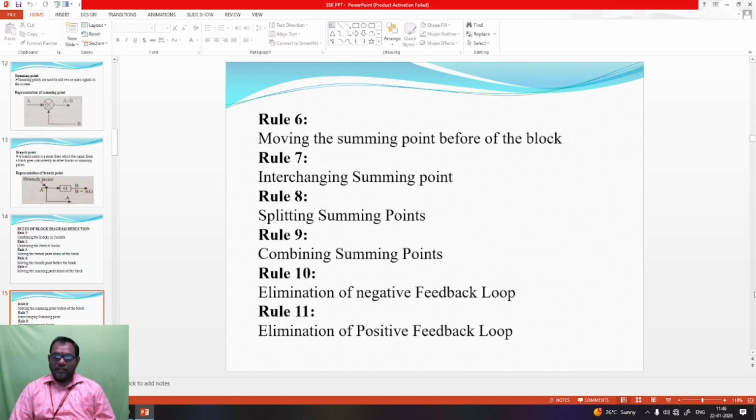Rule number 10 is elimination of the negative feedback loop. We eliminate the feedback loop using some standard equations to reduce the negative feedback loop. Similarly, rule number 11 is elimination of the positive feedback loop. So both positive and negative feedback are eliminated with rules 10 and 11. These are the different rules used for the block diagram reduction method in control system. It is one of the important topics for block diagram reduction.